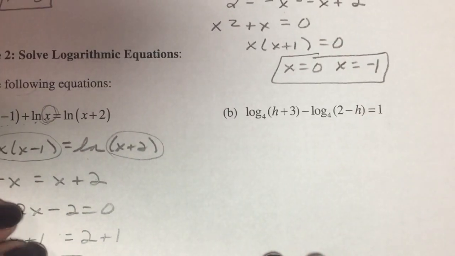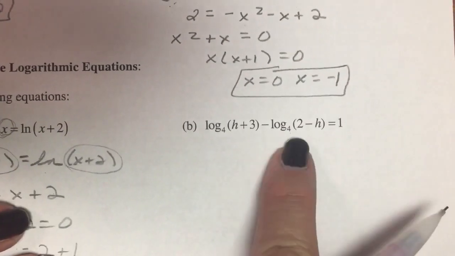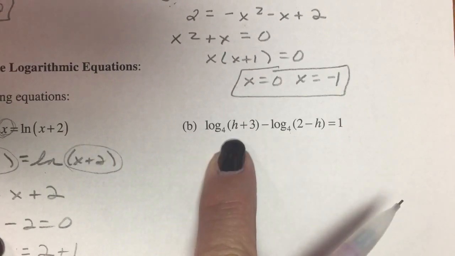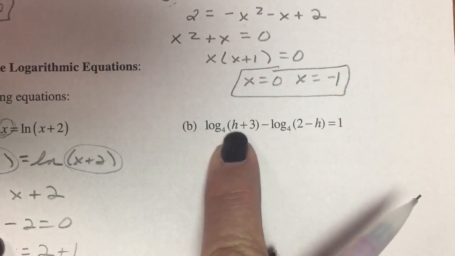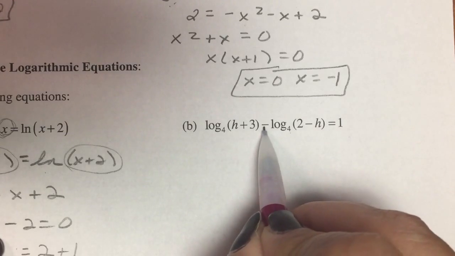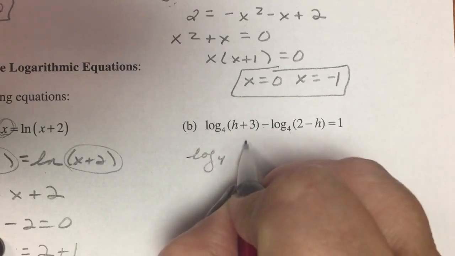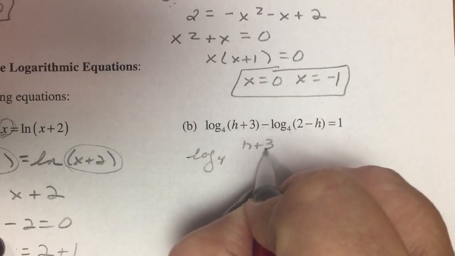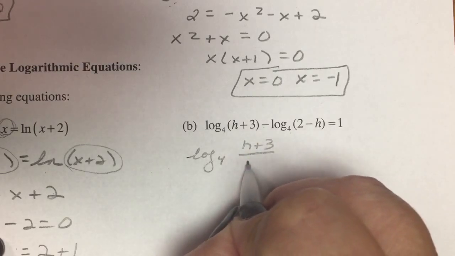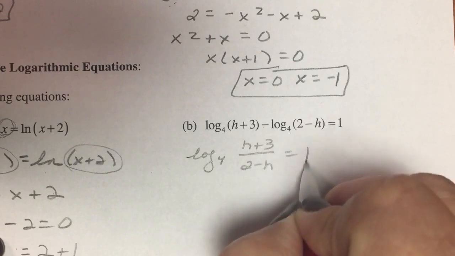Okay, let's look at B. So again, I see that here, all my logs are on this side. So I'm just going to condense this side into a single log. Now, because this is subtraction, that means that originally they were divided. So I'm going to make this h plus 3 over 2 minus h.